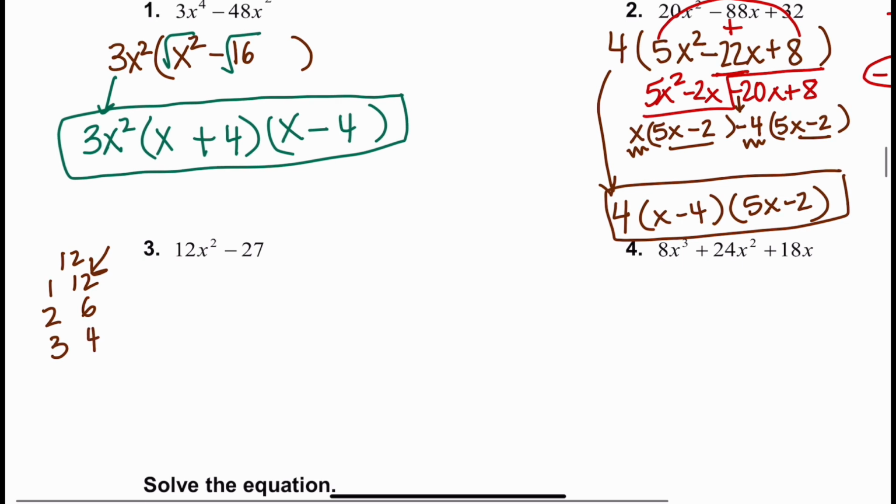3 goes in 4 times. Now 4 doesn't, but 3 goes into both of these. So I'm going to factor a 3 out, which just means I'm going to divide it. I get 4x squared minus 9.